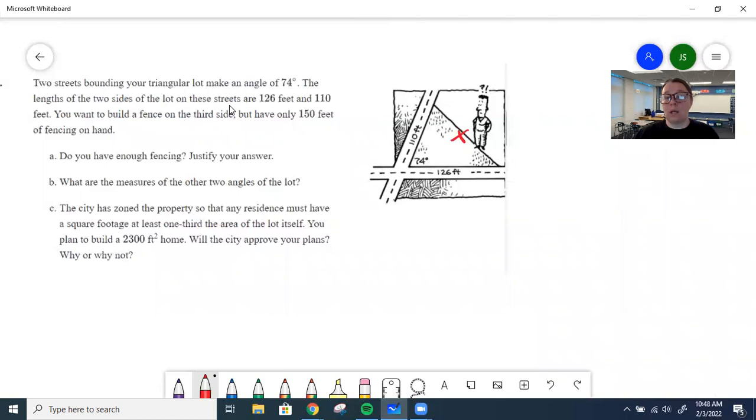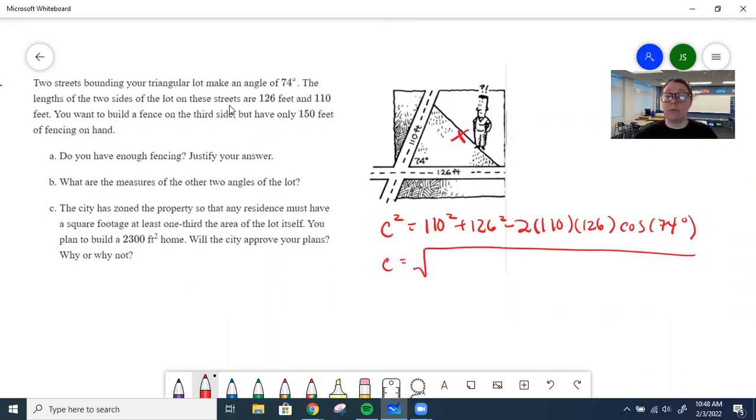So I want to know what this side is, the side across, but I don't have another angle, so I can't use law of sines. I'm going to use law of cosines. So c squared equals a squared plus b squared: 110 squared plus 126 squared minus 2 times 110 times 126 times the cosine of 74 degrees. This is easy because I know every single number, so I can put this whole thing into my calculator in one shot and get my answer. I don't have to go through solving with the law of cosines. It's not the hardest thing in the world, just a hair tedious.